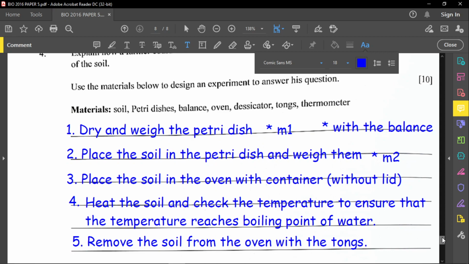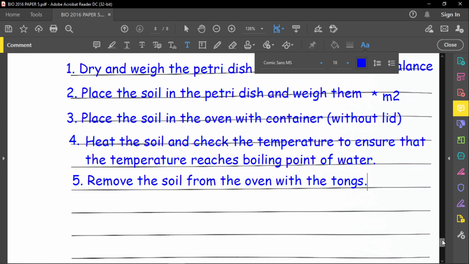All right, so let's go to our next point, the 6th point. After you remove the soil from the oven, you want to do something next with it. You're going to place the soil in the desiccator at this time. So 6, you're going to place the warm soil, or hot soil, in the desiccator.